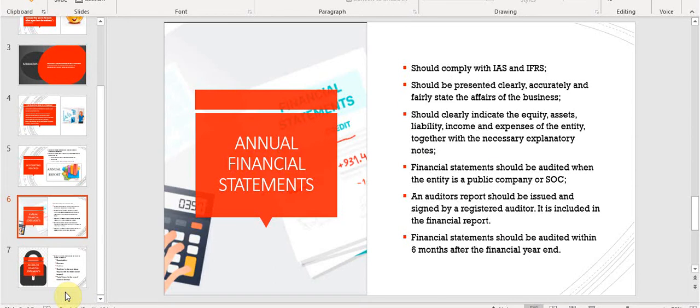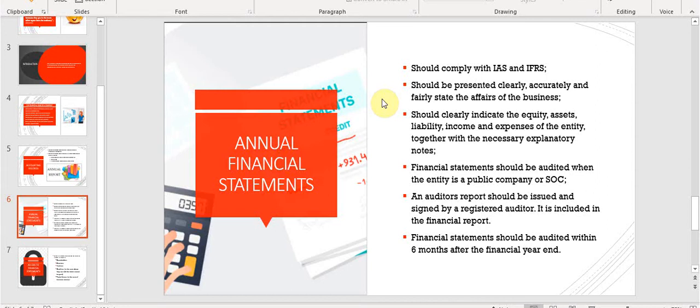Right, then annual financial statements. They should comply with IAS and IFRS. This is why we are teaching you to know your IFRSs and your international accounting standards. They should be presented clearly, and accurately and fairly state the affairs of the business. A lot of these factors are addressed by IAS 1. You will remember that in previous years you've learned that you need to indicate the currency, for example. You need to clearly indicate a heading, to show the type of statement that is presented.